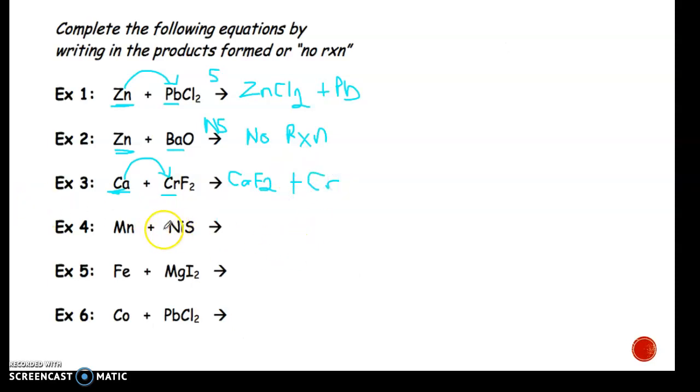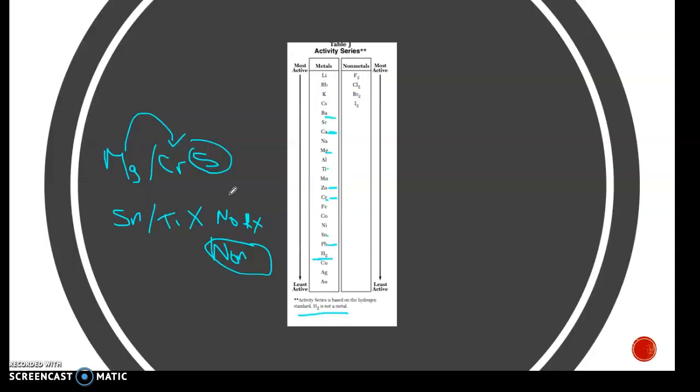Alright, let's do one more just to get it out of the way. So, we have example number 4. We have manganese plus nickel sulfide. We are focusing on Mn and Ni. Is this a spontaneous reaction or a non-spontaneous reaction? Let's see. We have nickel right here, and then we have Mn on top of nickel right there.